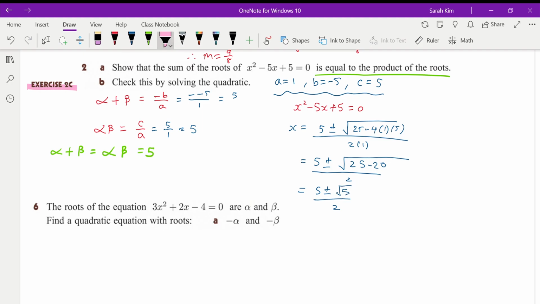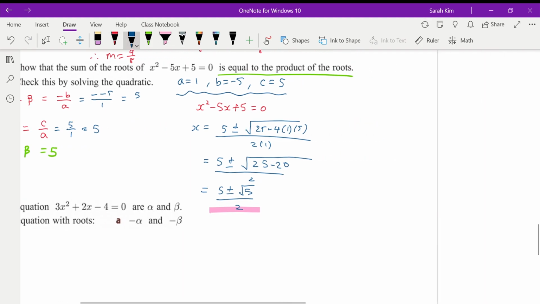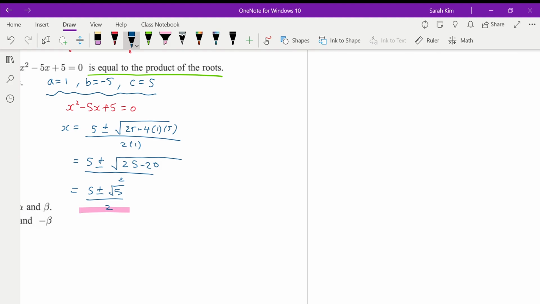Okay, so these are my solutions. I'm going to confirm them by adding them. So if I add them, hopefully I get 5. Let's give it a go. So what should I write? Checking.